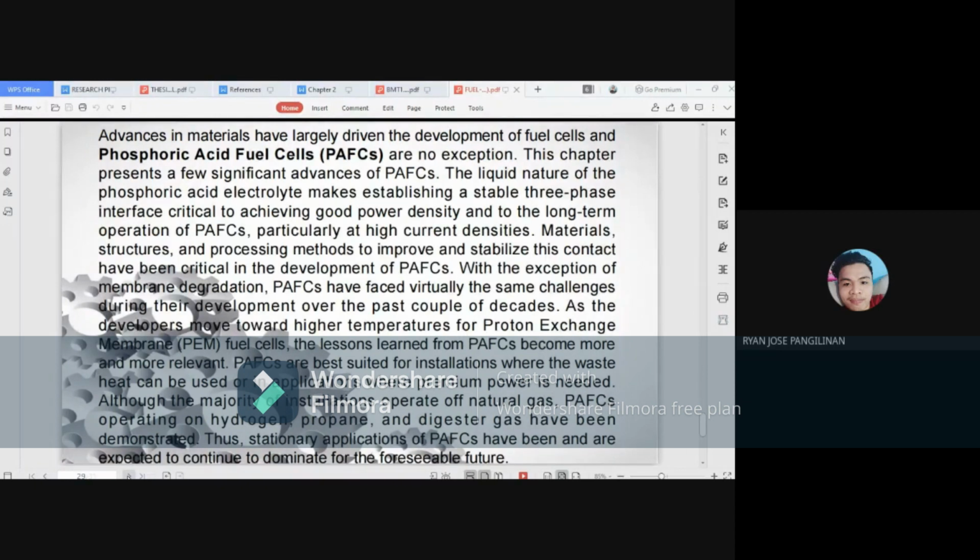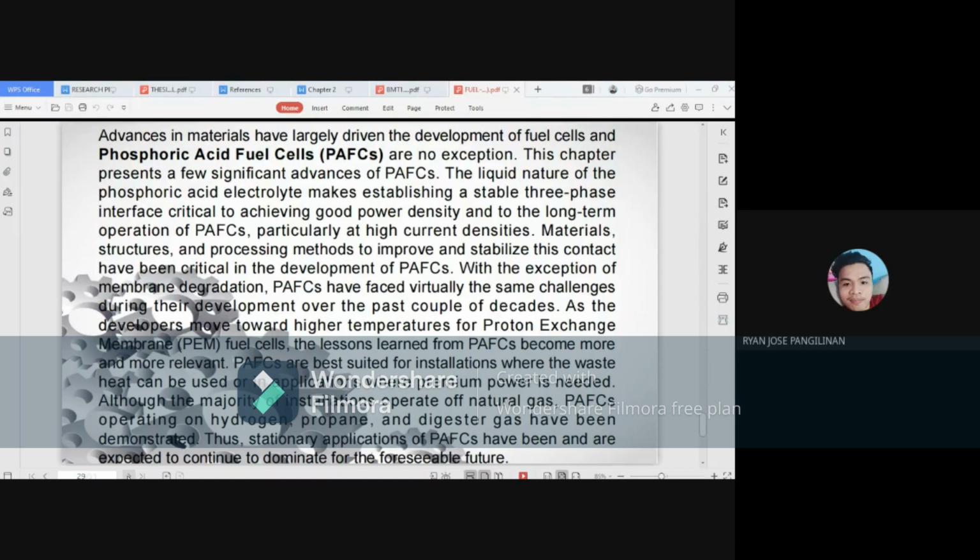Advances in materials have largely driven the development of fuel cells, and PAFCs are no exception. The liquid nature of the phosphoric acid electrolyte makes establishing a stable three-phase interface critical to achieving good power density and to the long-term operation of PAFCs, particularly at high current densities. Material structures and processing methods to improve and stabilize this contact have been critical in the development of PAFCs.